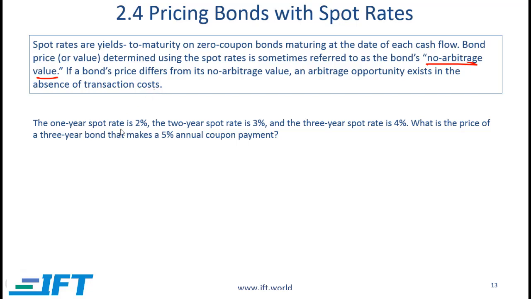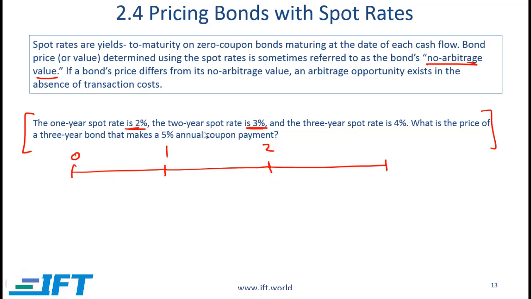Let us make sure we understand the concept of a spot rate, and we'll understand this by looking at an example from the curriculum. A 1-year spot rate is 2%. This means that if there is a cash flow at the end of 1 year and no cash flow in between, this cash flow should be discounted at 2%. The 2-year spot rate is 3%. This means that if there is a cash flow at the end of 2 years and nothing in between, that cash flow should be discounted at 3%.